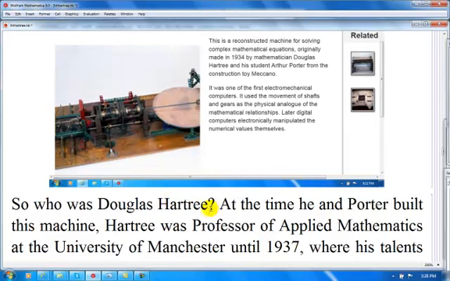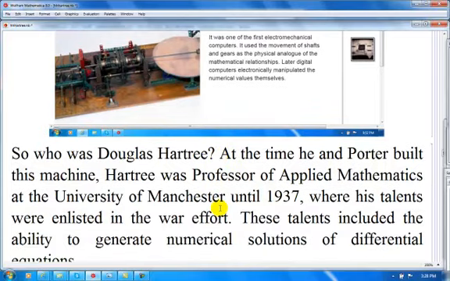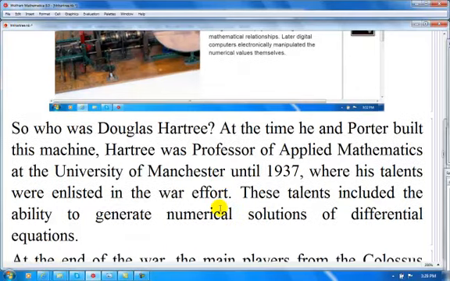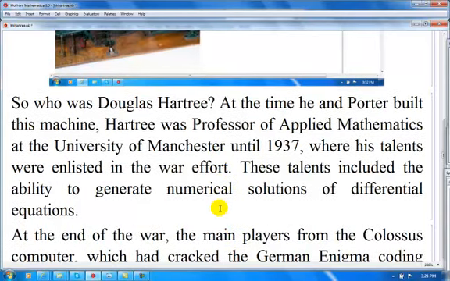So who was Douglas Hartree? At the time he and Porter built this machine, Hartree was Professor of Applied Mathematics at the University of Manchester, until 1937, when his talents were enlisted in the war effort. And these talents included the ability to generate numerical solutions of differential equations, which was actually Hartree's main scientific activity.